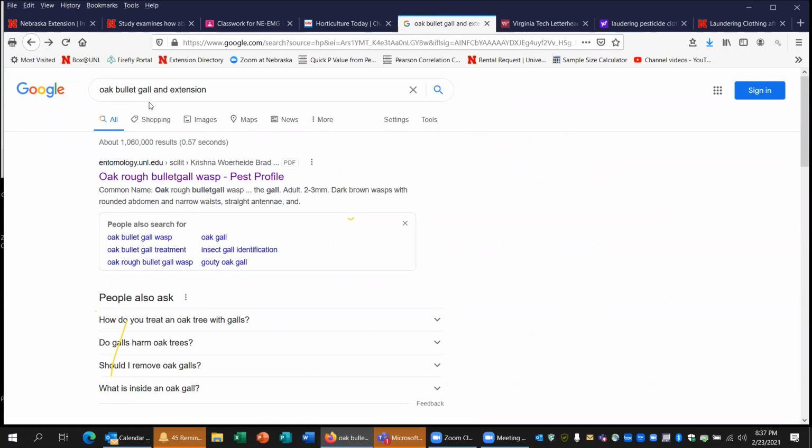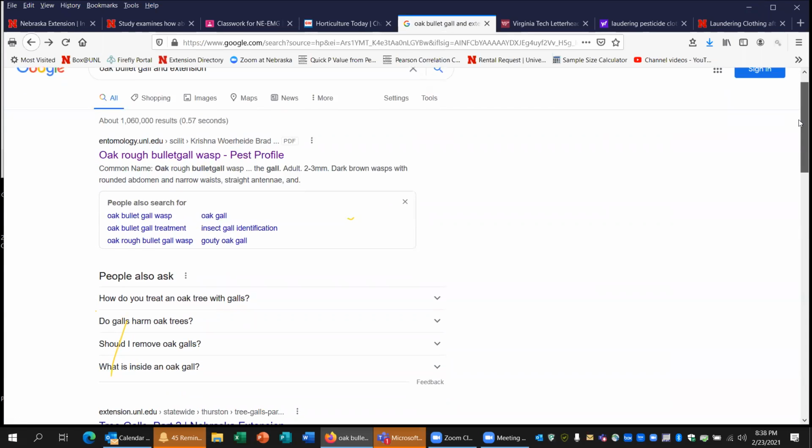One thing I will share with you when we do searches on information is, for instance, I talked about a very specific thing. I wanted to look up oak bullet gall, and I added the term "and extension," meaning this will sort out and bring extension resources clear to the top in your search. So this doesn't get Wikipedia. This doesn't get some Jerry Baker off-the-wall type of resource that is not scientifically researched. What it did is it pulled a credible source from the University of Nebraska-Lincoln right to number 1.